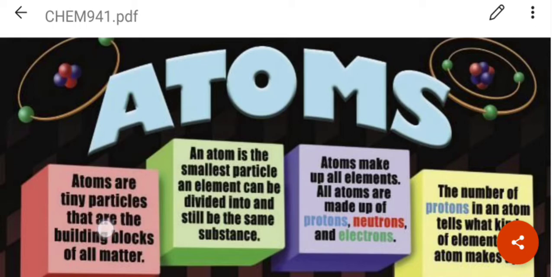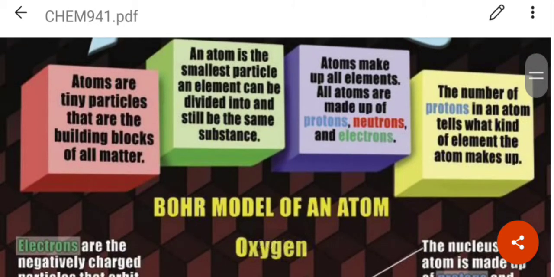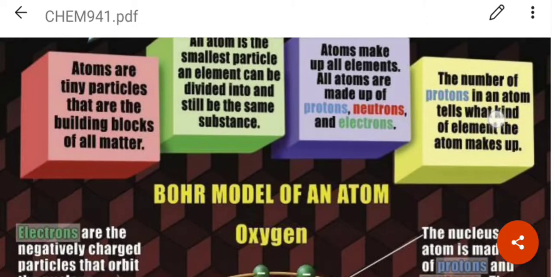Atoms are the smallest particle of an element which may or may not exist independently but takes part in chemical reaction. Okay? And atoms make up all elements, and atoms can be further subdivided into three subatomic particles: protons, neutrons and electrons. The number of protons in an atom tells us what kind of element the atom makes up.